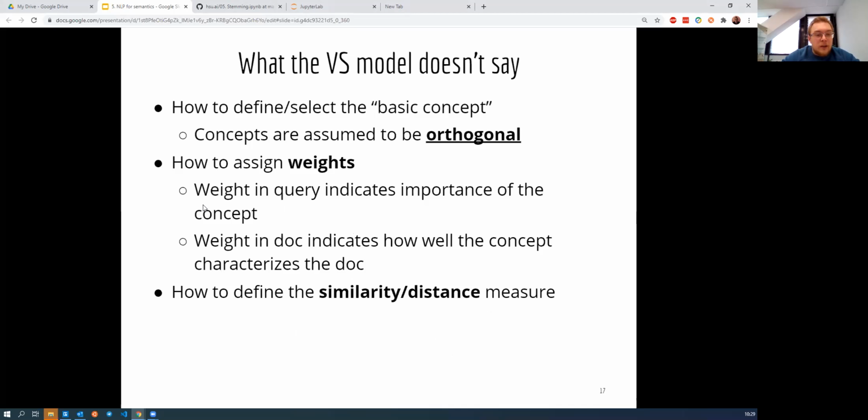What the vector space model doesn't say is how to define the concepts. So we said that the words can be the concepts, but there is an orthogonal assumption. And we know that some words are met together. For example, there are phrases like New York. You meet these two words in a sequence frequently, meaning they are not orthogonal.